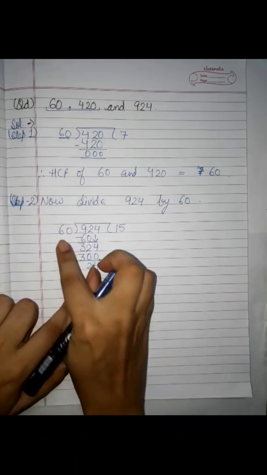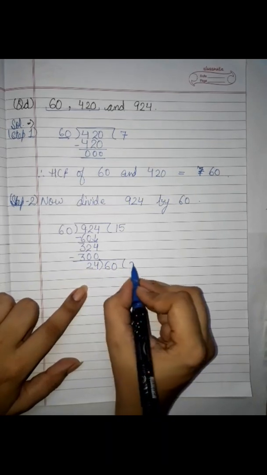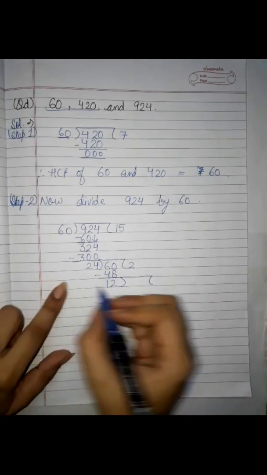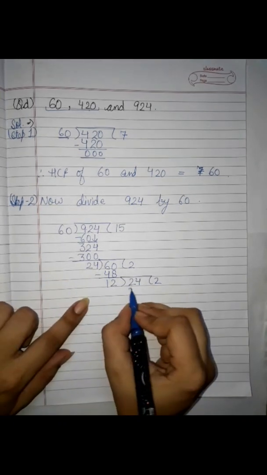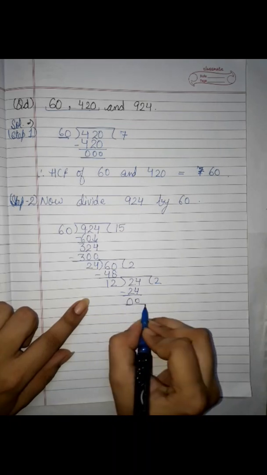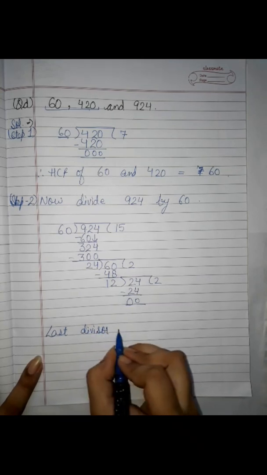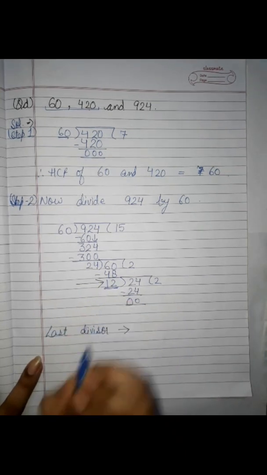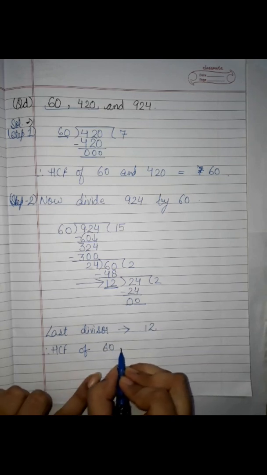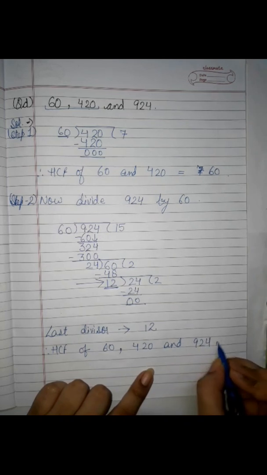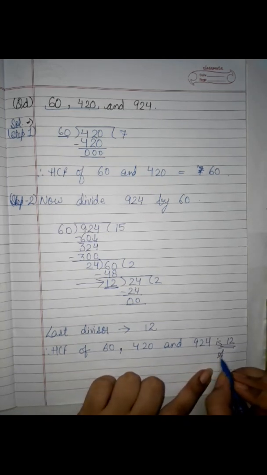Now we will make this divisor the dividend. 24 2s are 48. What is left? 12. Now 12 2s are 24. Now we finally get 0. So the last divisor is this one, this 12. So therefore HCF of 60, 420 and 924 is 12. This is your final answer.